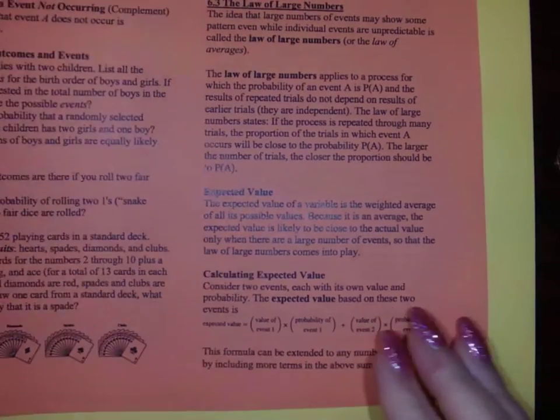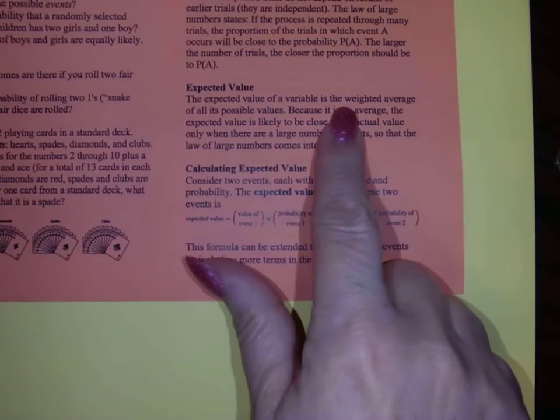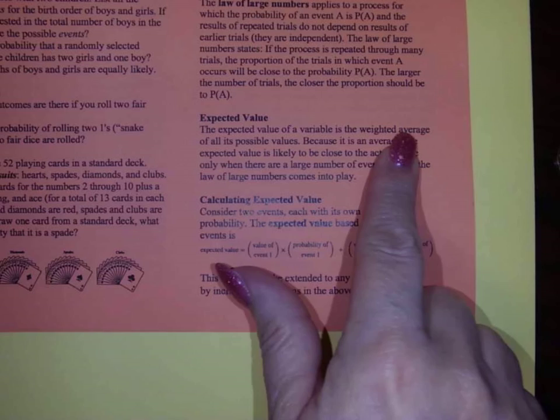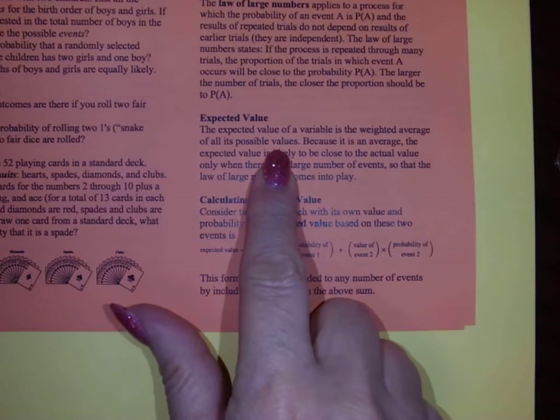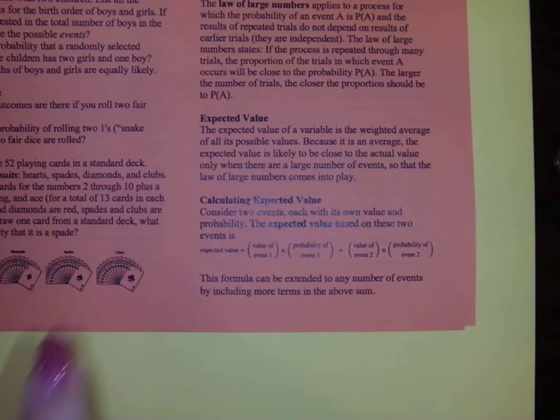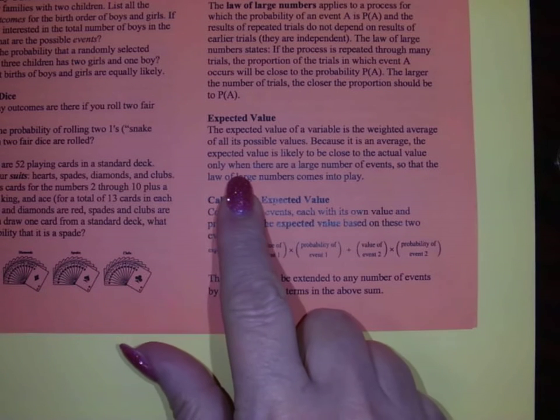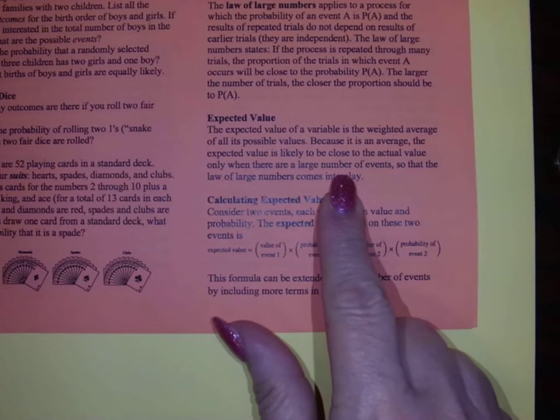So here's our expected value. The expected value of a variable is the weighted average, we've talked about that before, of all its possible values. Because it's an average, the expected value is likely to be close to the actual value only when there are a large number of events.